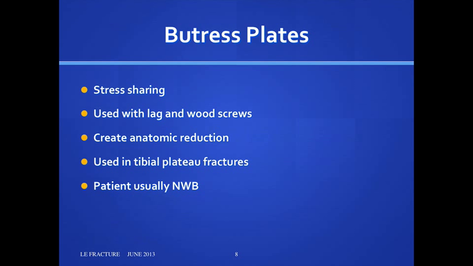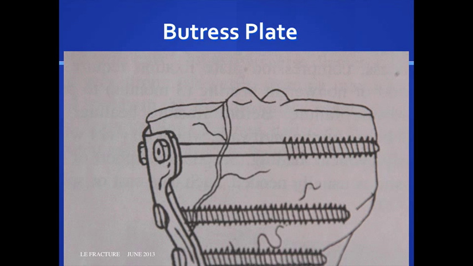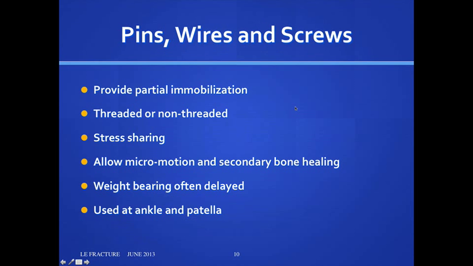Fractures in this area are usually treated non-weight bearing. And you can see an example of a lag screw pulling the ends of the fracture together in the tibial plateau, and you can understand why weight bearing has to be limited when you look at the articular surface of the joint. Pins, wires, and screws also provide partial immobilization, so they are stress sharing devices.